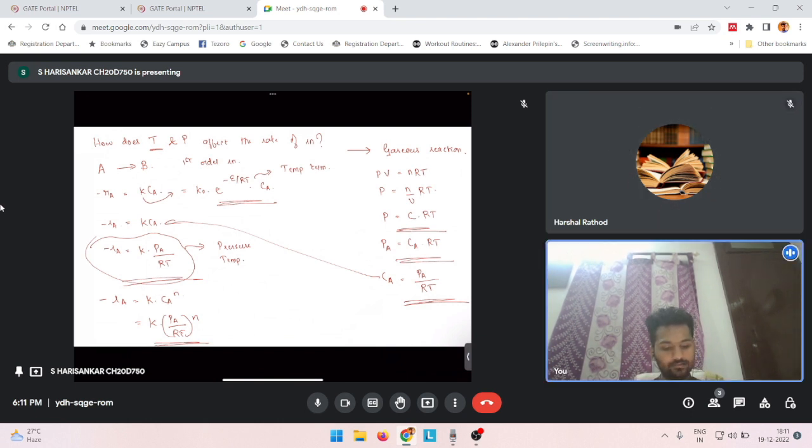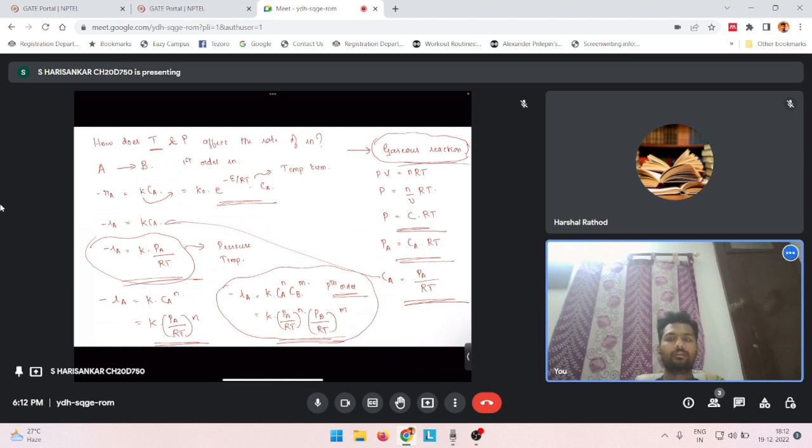So if you have a reaction like this, say, minus rA is equal to k CA into CB, we'll take the general case, CA raised to n, CB raised to m. Let's say this is some pth order reaction. Whatever the order is, whatever n, m, we can write this as k into PA by RT, the whole raised to n, and CB you write as PB by RT, the whole raised to m. So, you can represent any order reaction like this, but the assumption here is that it is a gaseous reaction.